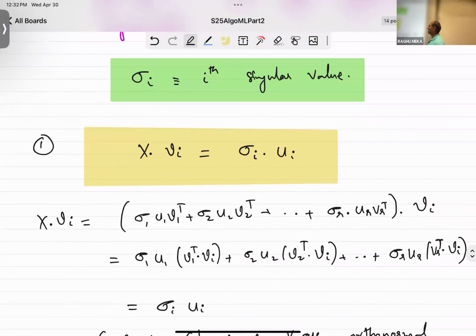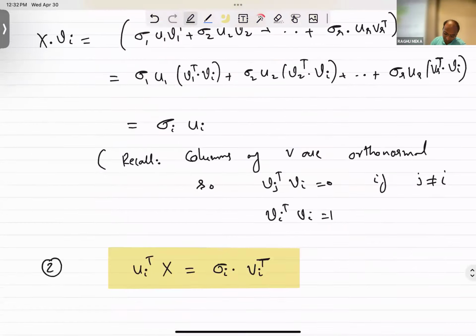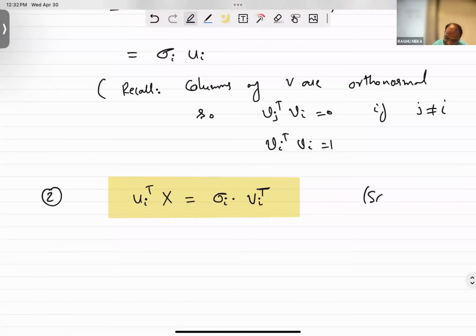It almost looks like, if you know eigenvalues, X times v equals lambda times v, that's like an eigenvalue equation. This has a similar flavor. Of course, it's not a symmetric matrix or not even a square matrix, so you get something different. X times v_i equals sigma_i times u_i, and u_i transpose X equals sigma_i times v_i transpose. All right? Okay, same as above.